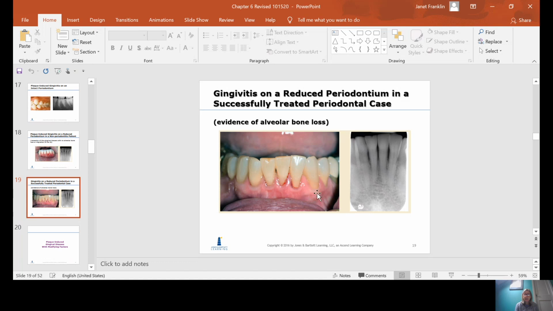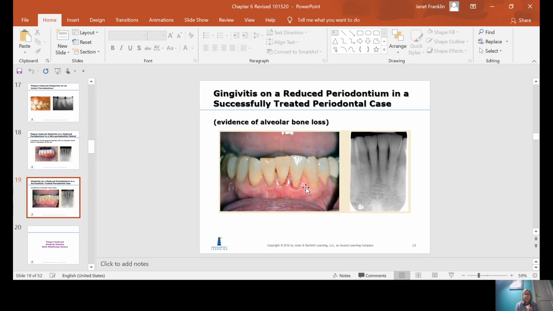This looks like a localized area right here because the rest of this looks pretty healthy still. So this is a localized area of gingivitis. How do we know the difference between gingivitis on a reduced periodontium and actual clinical attachment loss progressing? Gingivitis on a reduced periodontium is going to stay at the gingival margin.